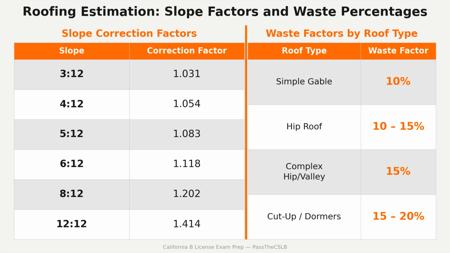Step flashing: individual L-shaped pieces woven into each shingle course along the chimney sides is the inner cylinder. It moves with the roof. Counter flashing is cut and embedded into the masonry mortar joints and folds down over the step flashing. It moves with the chimney. The 2 pieces maintain a watertight, overlapping connection without being fixed to each other. That independent sliding is the engineering solution.